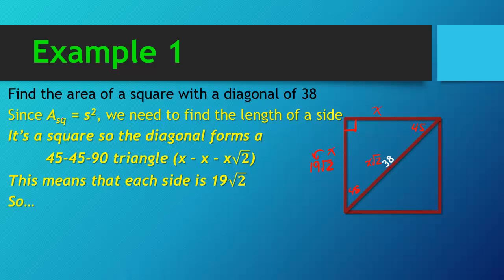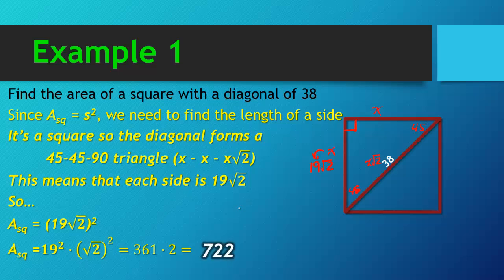And since the area of a square is the length of a side squared, we take 19 times the square root of 2 and square the entire thing. Okay? Not just part of it, the entire thing. Which means it's 19 squared and square root of 2 squared. So 19 squared is 361. The square root of 2 squared is just 2. 361 times 2 equals 722. So that would be the area of this square.